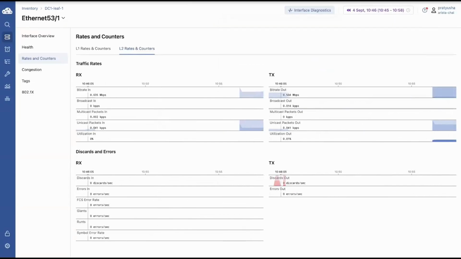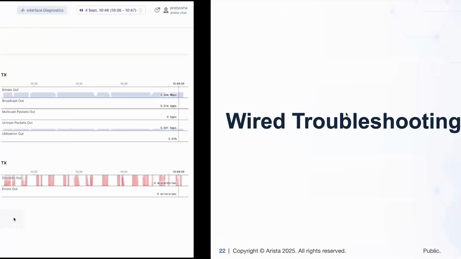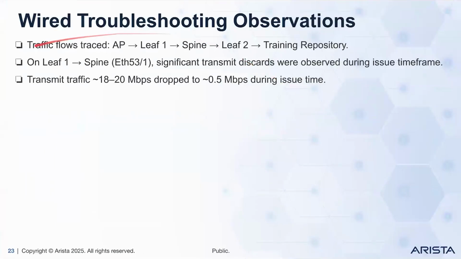So let us finally understand the observations from the wired troubleshooting that we have done so far. We were able to trace the traffic flow using the topology view in CloudVision, and we were able to see the traffic going from AP to the destination training repository. And while performing a step-by-step path verification of the traffic, we observed that on leaf 1, on Ethernet 53/1, on the transmit side, we observed significant transmit discards during the issue time frame. And the egress rate was also capped to around 0.5 Mbps during this time window. And during normal operation, when there was no issue seen, the discards had disappeared. And even the egress rate had risen back to 18 to 20 Mbps.